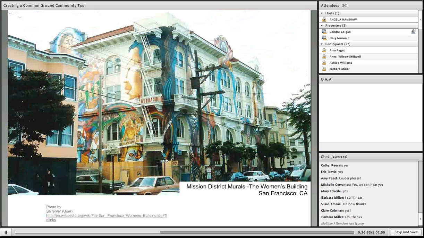This is another example of mural art, but in this case, the whole building has been turned into a mural. It's in the Mission District of San Francisco, and it celebrates the Mexican tradition and the mural art tradition that really founded itself within this neighborhood. And this is the Women's Building, a site of activism historically and feminist center and shelter and educational building.